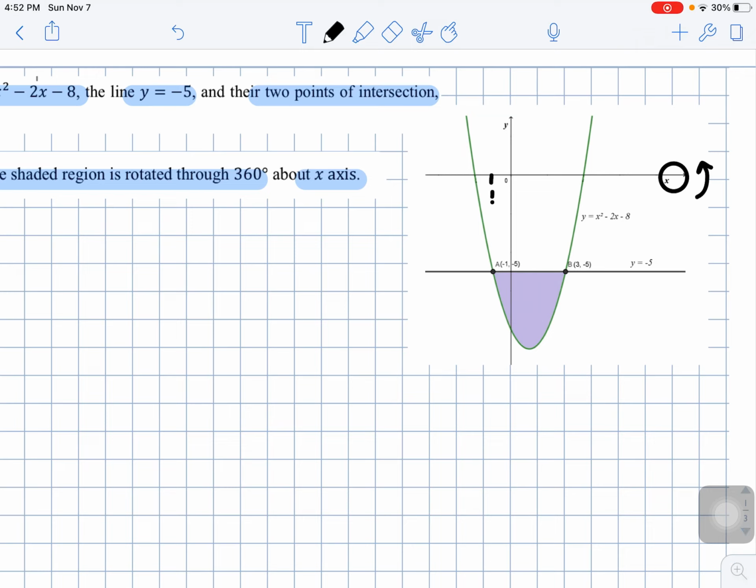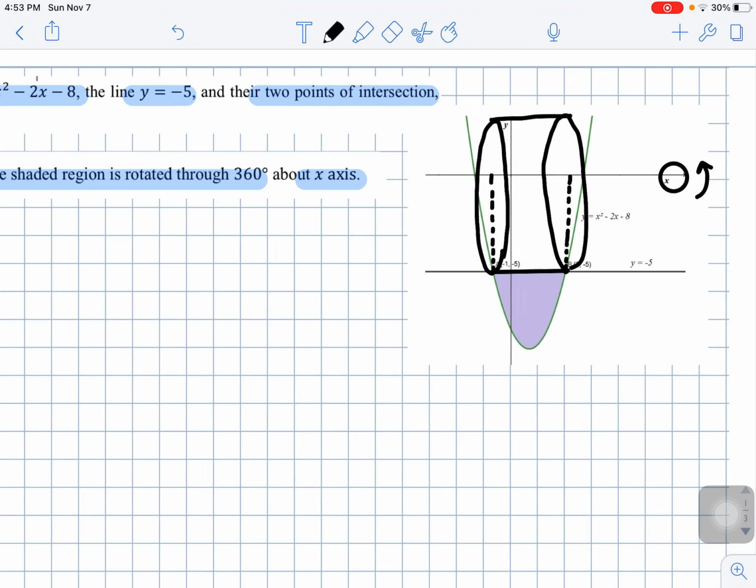Let's do the easy one. See, it is always limited by some boundary over here. Will you be taking this entire line and then rotating about the x-axis? No, you need to bound it between -1 and 3. So we only take this and we're going to rotate. So when you rotate, what kind of solid will you get? See, you're going to get something like this.